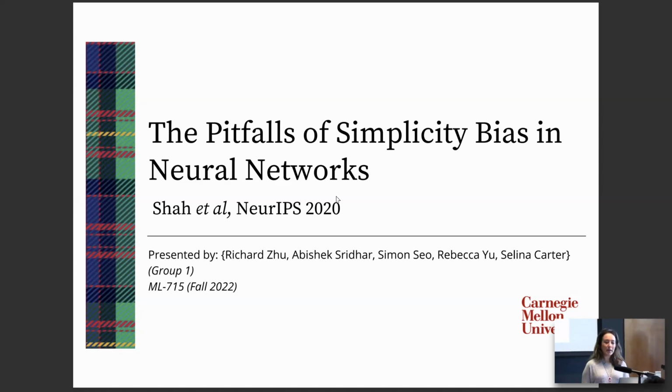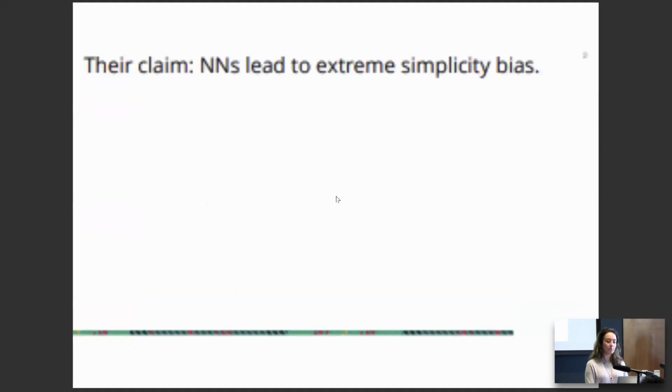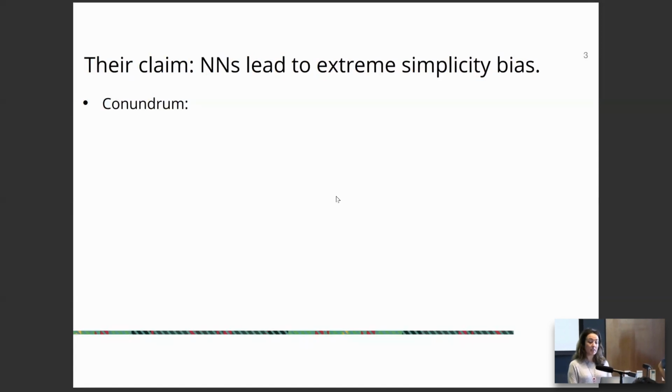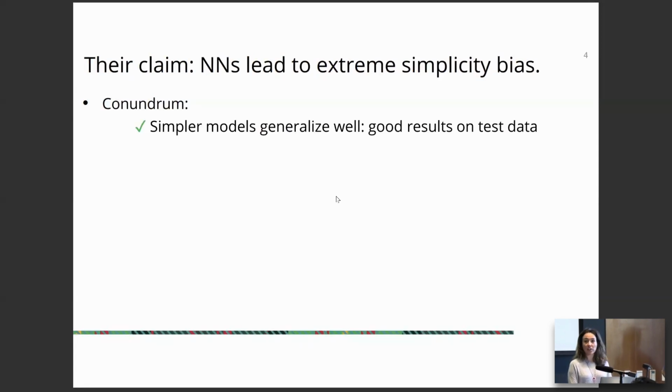Hi, everyone. Our paper is The Pitfalls of Simplicity Bias in Neural Networks by Shah et al. They claim that neural nets lead to extreme simplicity bias. They face the following conundrum in the literature. Simpler models generalize well. They have good results on test data. That is, simplicity is a good thing.